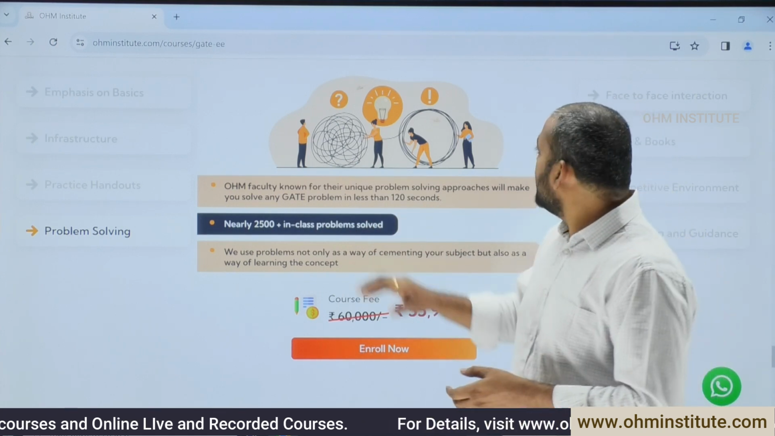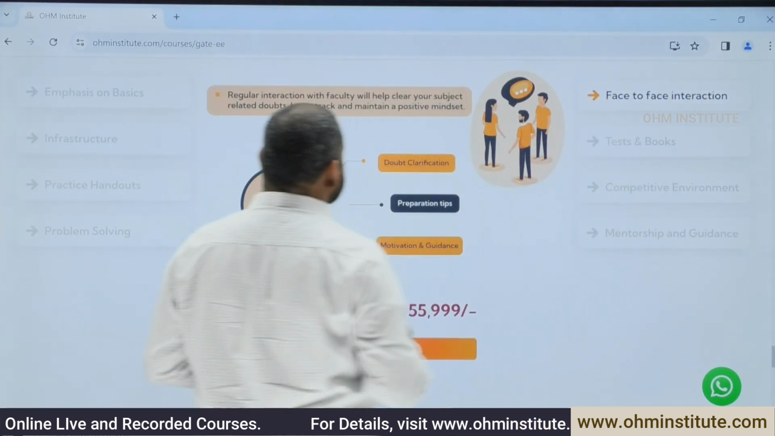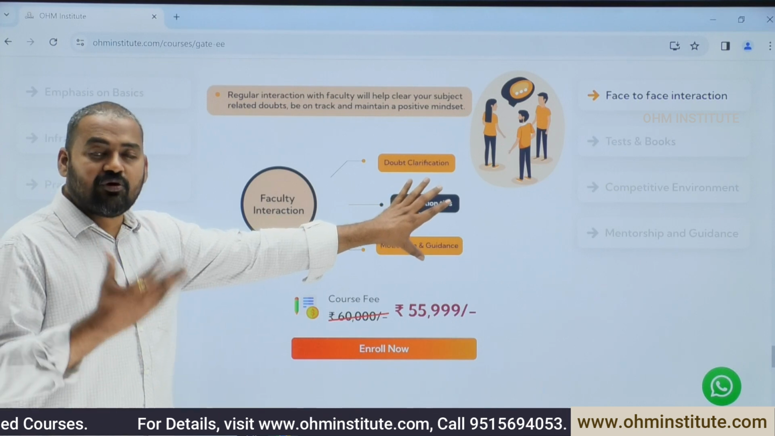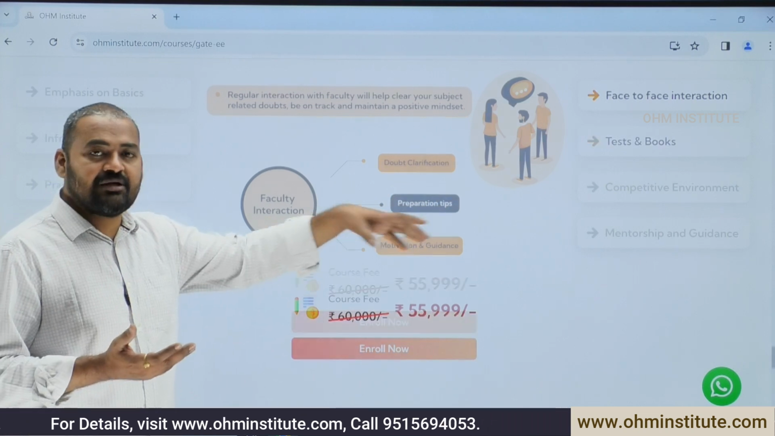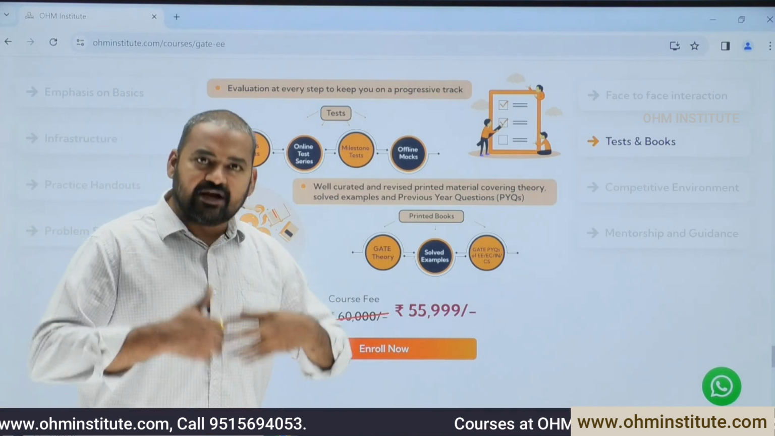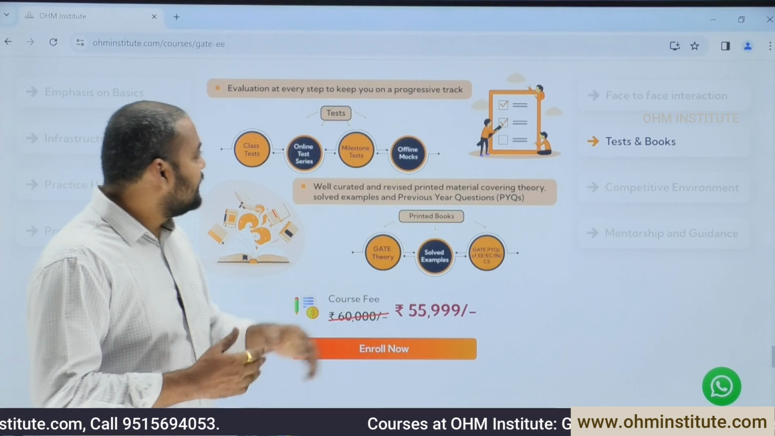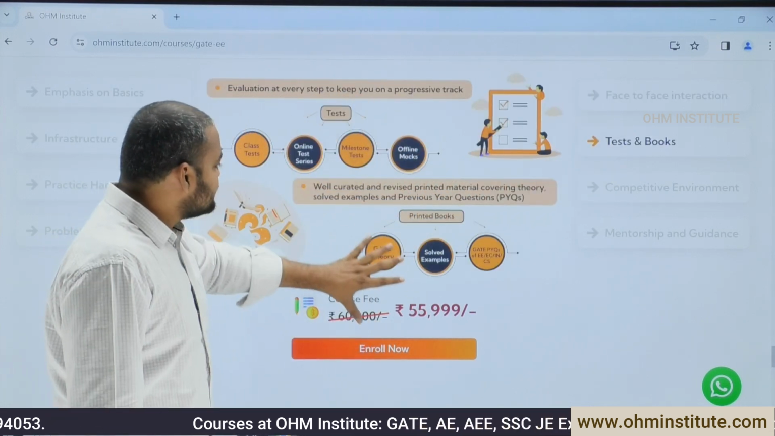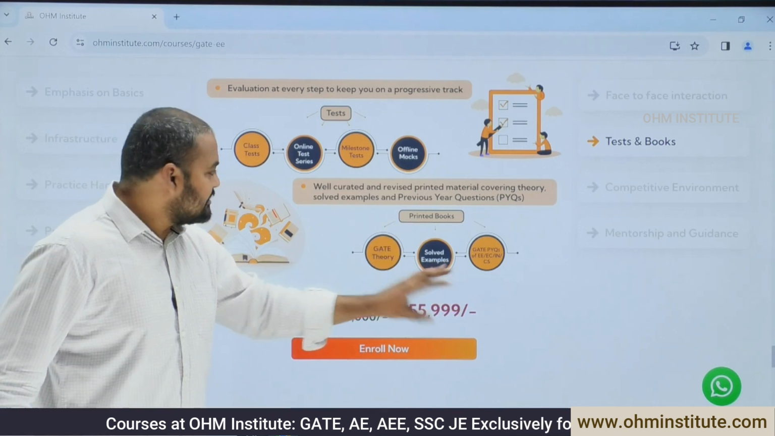And then face to face interaction. Faculty interaction is always very important to boost your morale and also to clarify your doubts. Sometimes students feel very low, and we will motivate them to get back on track. So face to face interaction is very important. And class tests and books, I told you already: material, books and handouts.